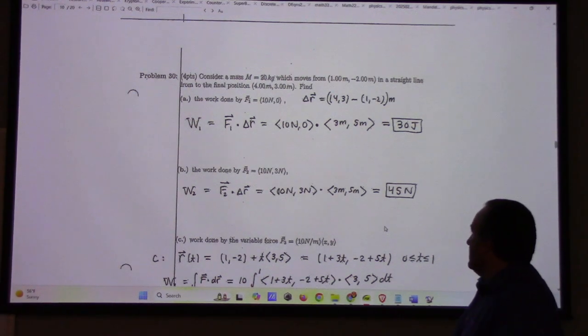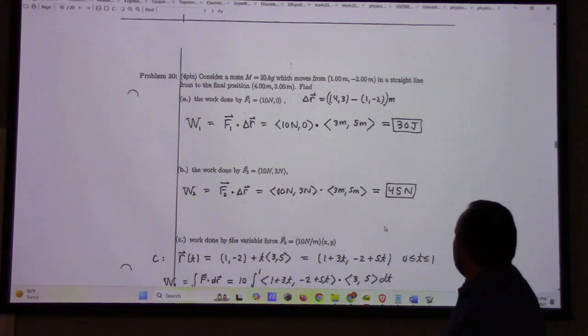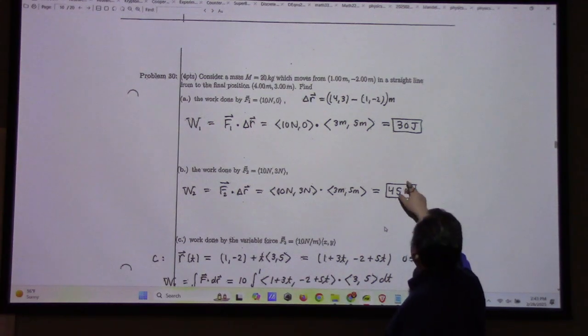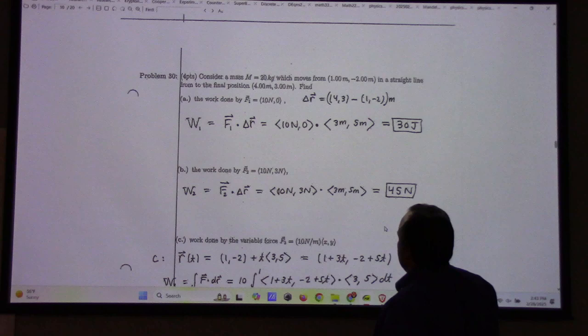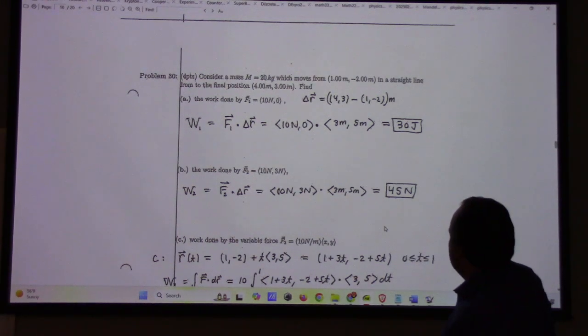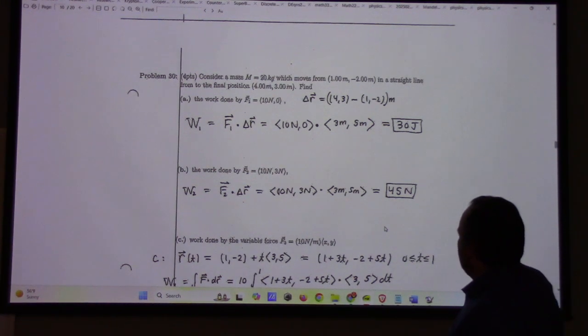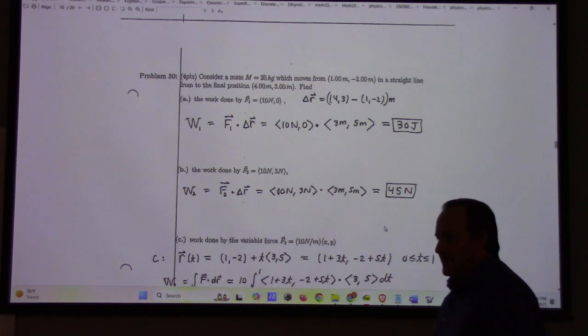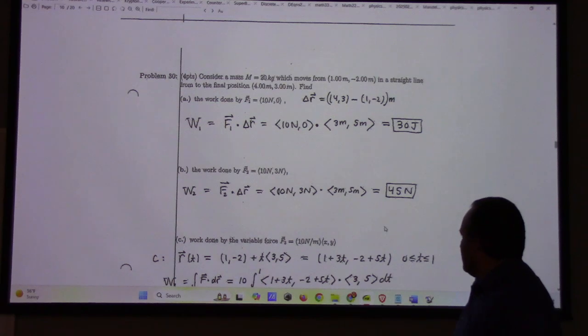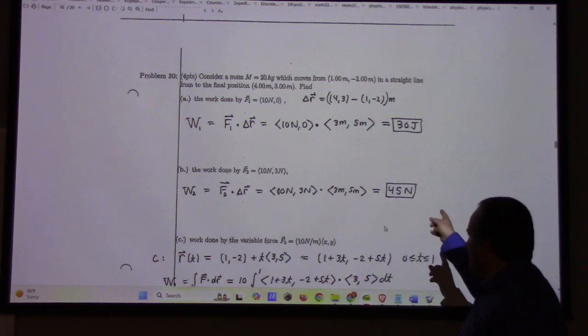Is it meters? Oh, yeah. I don't know what's wrong with me here. Yeah, that should be joules. I got it right there. I don't know what happened here. Oh, man. You should have told me this before I scanned it. I guess I need to go rescan it. I'll try to do that after class. But yeah, that should be joules.